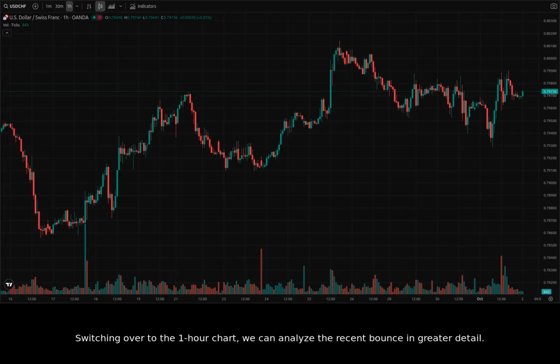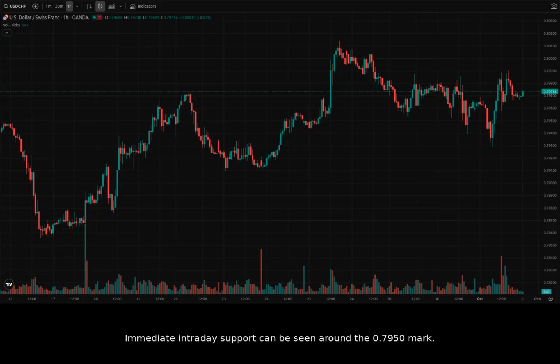Switching over to the 1-hour chart, we can analyze the recent bounce in greater detail. Here we can see the price action over the last few trading days. The dip to the 0.7930 area is very clear on this time frame, forming a short-term support level. From that low, the market has established a clear upward channel. The bounce has been methodical, with price creating a series of higher lows and higher highs. This confirms the short-term bullish momentum is currently in control.